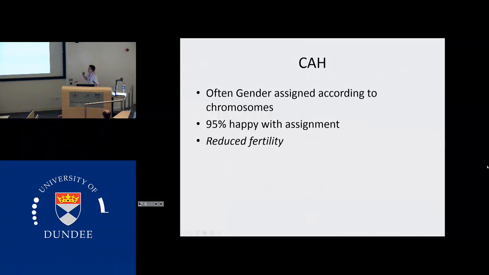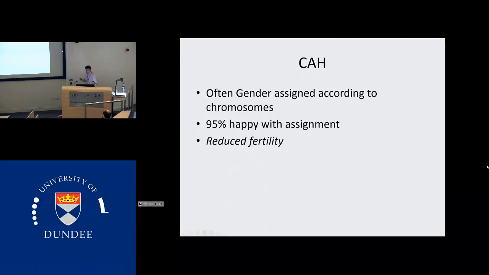Identifying these children can be a challenge, particularly in the very virilised female. And therefore, it's important to investigate all children with ambiguous genitalia, even those children that look phenotypically very male but have absent testes.